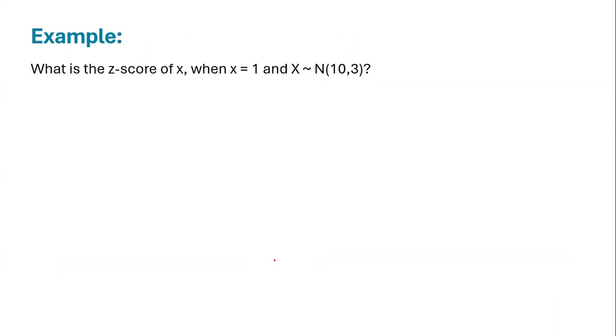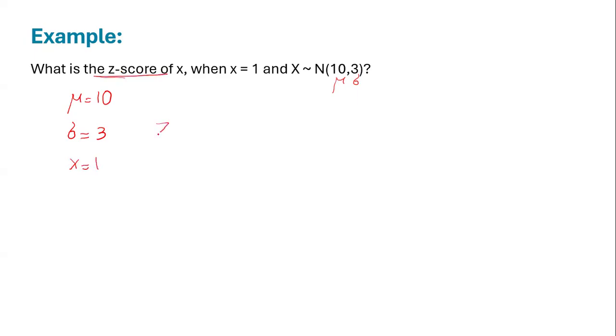Let's look at the first example. It says, what's the z-score of x when x is equal to 1 and x is a random variable in the normal distribution, where the mean is 10 and the standard deviation is 3. Okay, so the mean, the mu, is given to us, the standard deviation, or sigma, is given to us, and we have the x, and we want to find the z.